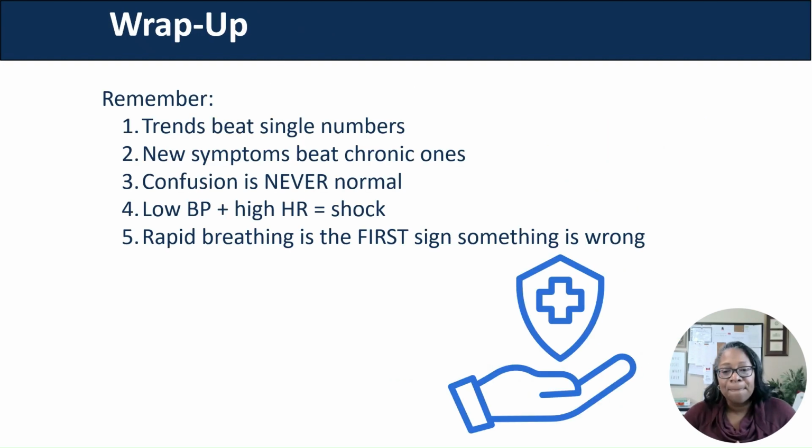So to wrap it up, hopefully now you know the signs of early deterioration of your patient. That skill will separate safe nurses from unsafe nurses. And so remember, trends beat a single number, new symptoms beat chronic ones, confusion is never normal, low blood pressure plus a high heart rate, that's shock, and rapid breathing is the first sign that something is wrong.